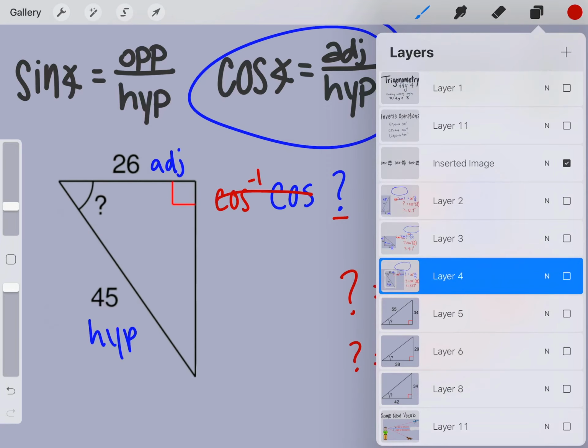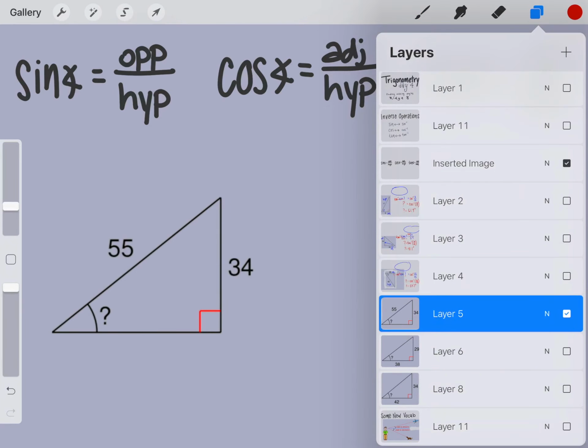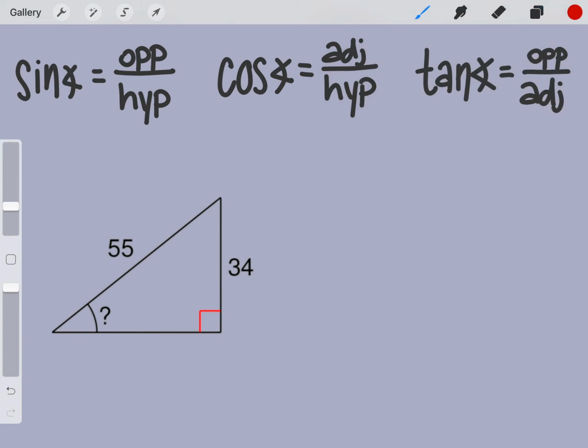Let's try one just like that. All right. What type of side is 34? What type of side is 55? Which trig function should you be using to solve this problem? Now type out what you think the function is going to be. Let's see if we got that right.